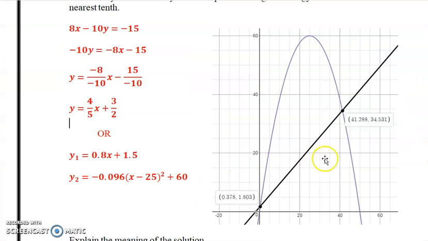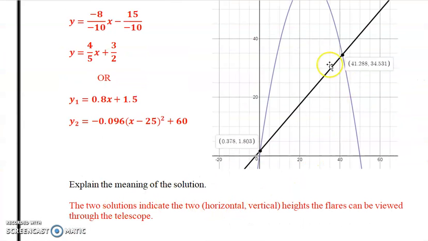We'll explain the meaning and what do these points mean. Like I said, these are the horizontal and vertical heights as far as can be viewed from the telescope. So hit here, go back down and see it again, right? On the way up and the way down, which makes sense. This is your line of view. You're going to see it first, right at the beginning, and then you see it again on the way down. 41.3 meters horizontally.